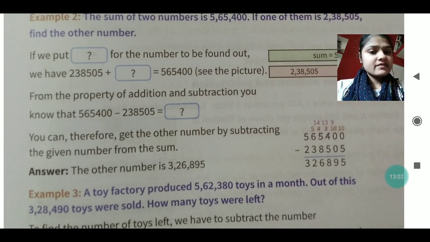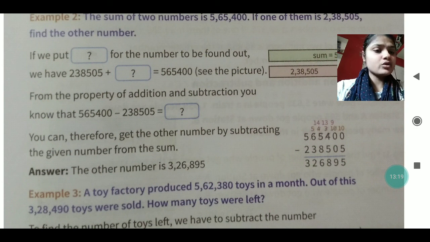In the same way, you can write: a factory produces 5,62,380 toys in a month. In 1 month it is producing this much. Out of this 3,38,490 toys were sold. How many are left?